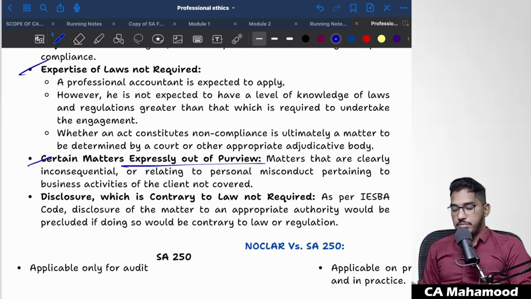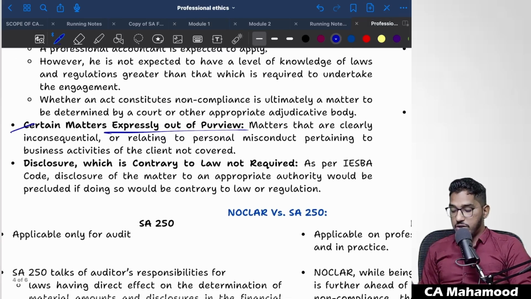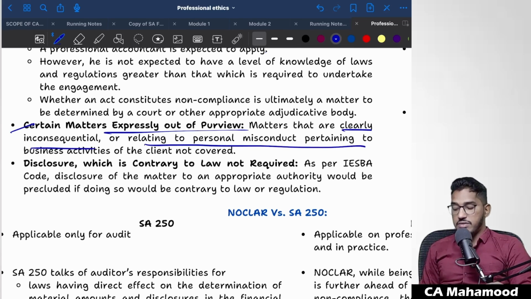Certain non-compliances are completely out of purview. What matters are completely out of purview? Matters that are clearly inconsequential or relating to personal misconduct, not pertaining to the business activities of the client, are not covered. As I've already told you, business misconduct is covered, personal misconduct is not. Like an employee has committed a fraud, or the CEO has committed a crime like murder or something. So this will not get covered under your scope. These matters you are not required to report.